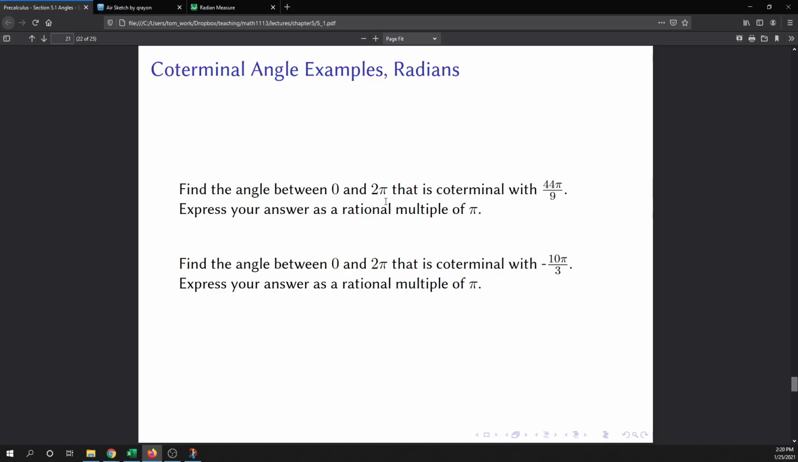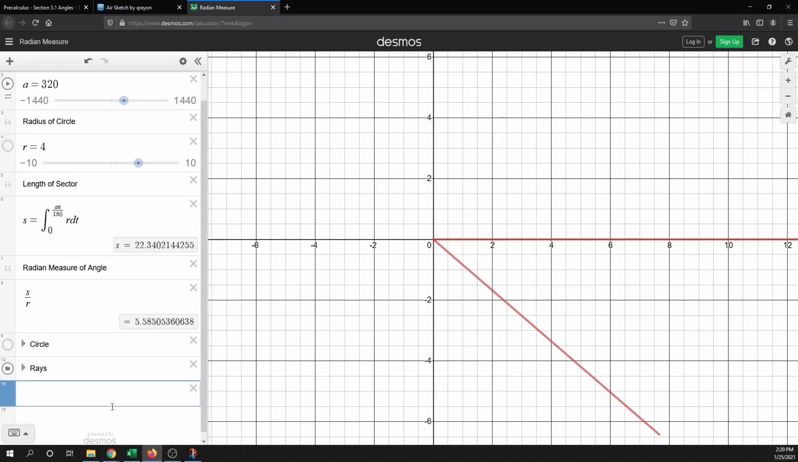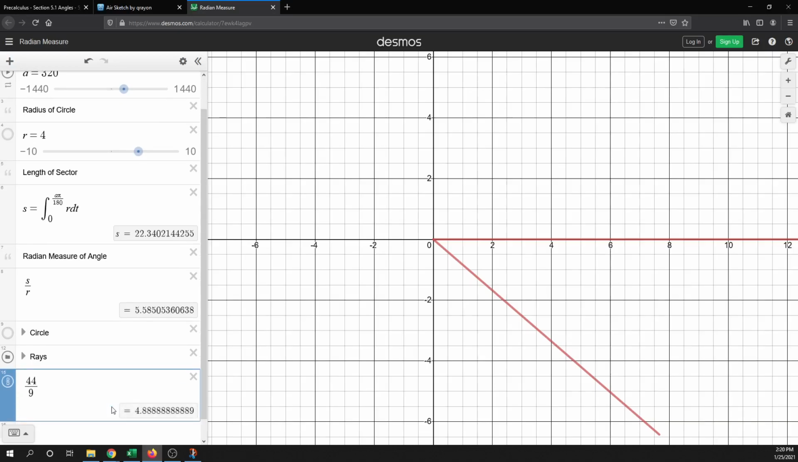Now some people have trouble telling whether or not this fraction, the 44 over 9, is between 0 and 2. But to do that, you just think about how many times 9 goes into 44. It goes in 4 times without going over, because 9 times 4 is 36. 9 times 5 would be 45. So this 44 ninths is somewhere in between 4 and 5. If you want, you can just look at that as a decimal, so you can see it's 4 point something.